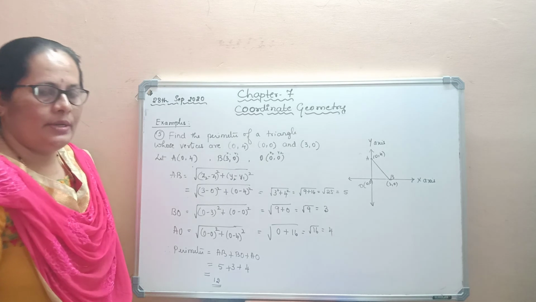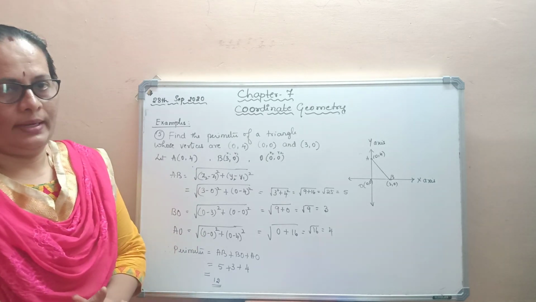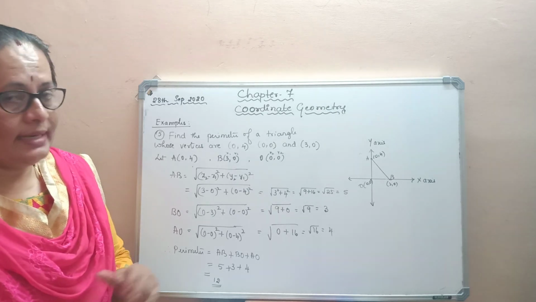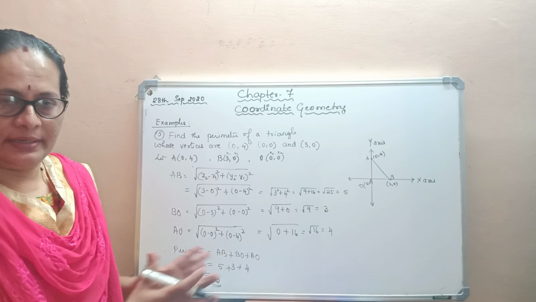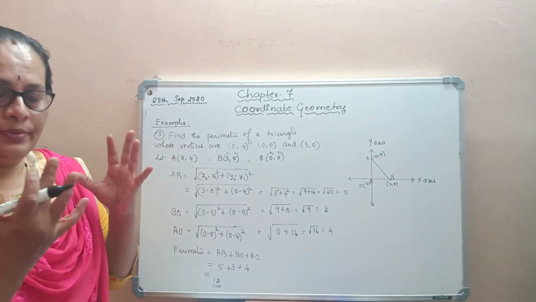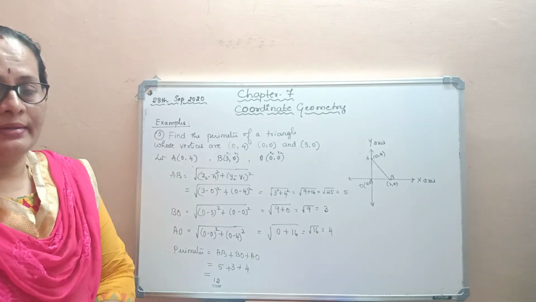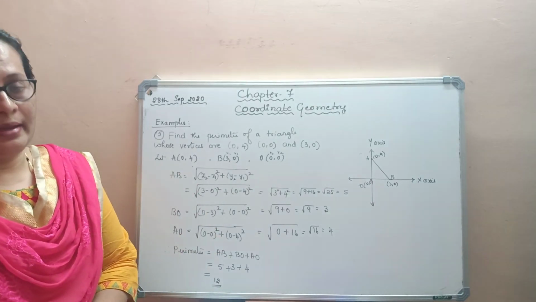I hope you understood all these sums. Here we only used the distance formula. No other formulas, only the distance formula, which is very important to find the sides of the triangle, to find the length of a segment, even to find the sides of quadrilaterals, and we can find what type of quadrilateral they are.